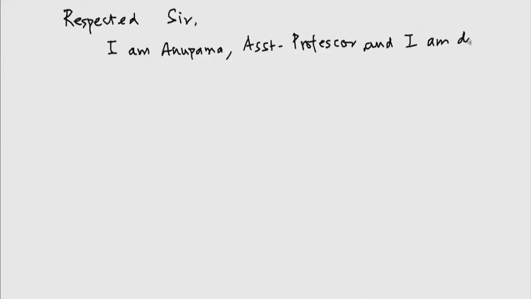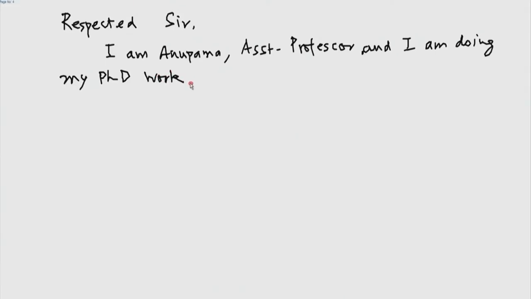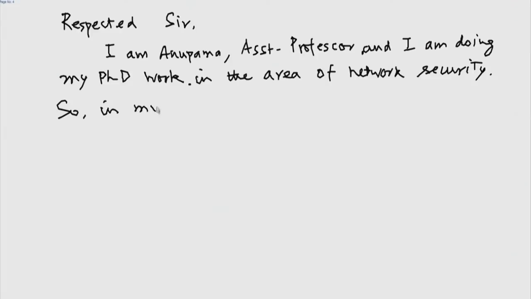So we can start like this. Respected sir. I'm Anupama, an assistant professor. And I'm doing my PhD work. So can I clearly specify the area, or can I go for a broad one, that is network security? My PhD work in the area of network security. Okay. So in my field of work, I'm trying to decode an algorithm.